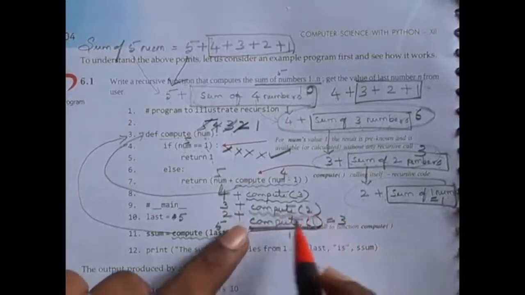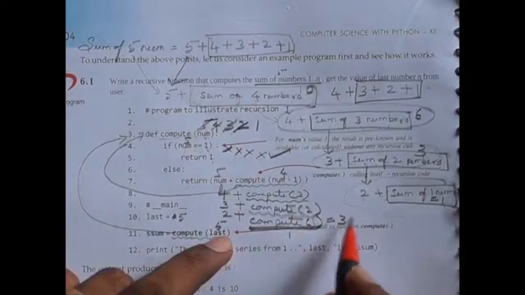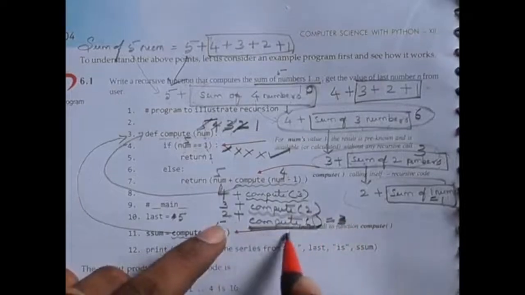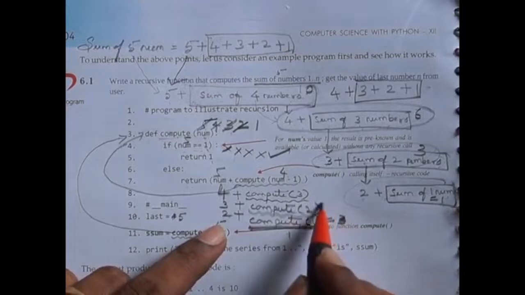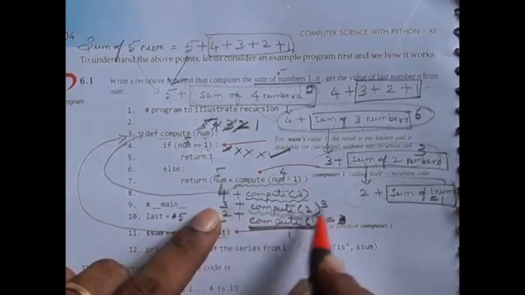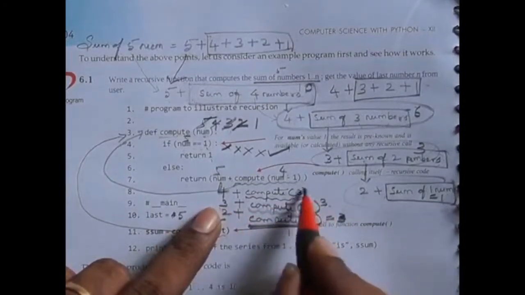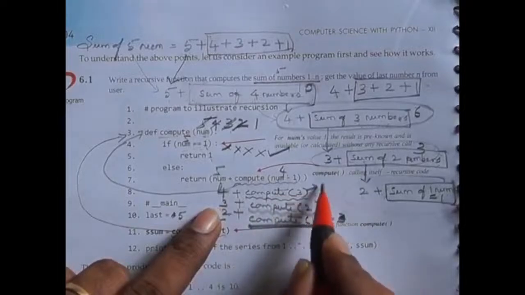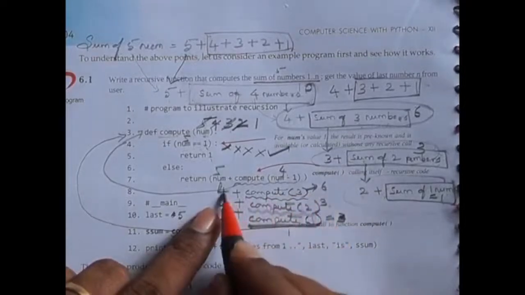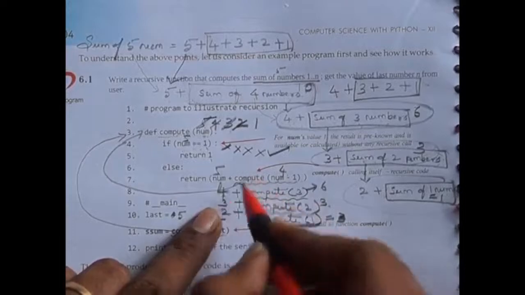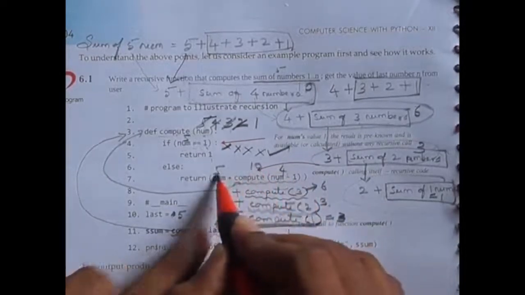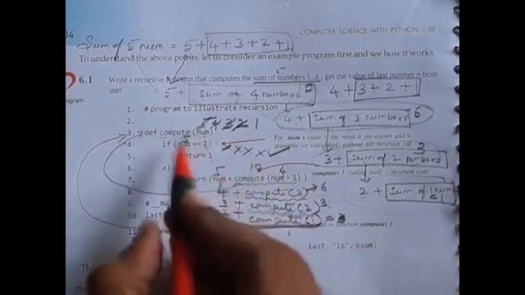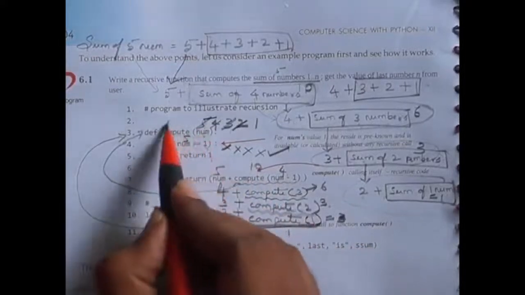So listen. 1 plus 2, so this compute 2 function value will be 3. So 3 plus 3, the answer is 6. So this compute 3 value is 6. So 6 plus 4 is 10. So this compute 4 function value is 10. So 10 plus 5, it is 15. At last, this compute function value is 15.